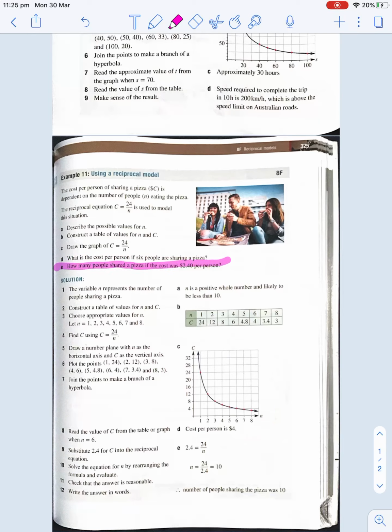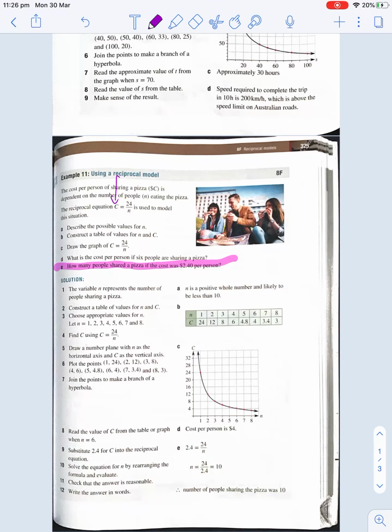And how many people shared a pizza if the cost was $2.40 per person? So our cost, our C along here, is going to be $2.40. That's very hard to see where $2.40 is. It's below $4. So you don't want to be using the graph for $2.40. So use the function instead. Use this equation. So our C changes to $2.40. So when we do that, we get this sort of thing happening here. So our C is $2.40 or 2.4, and the 24 and the N stay put.